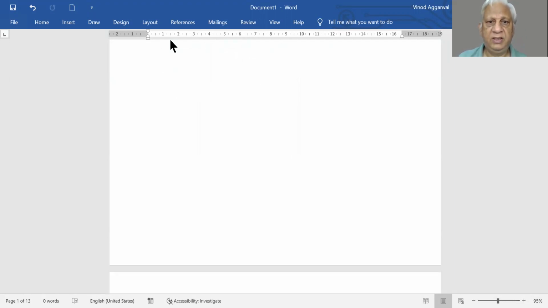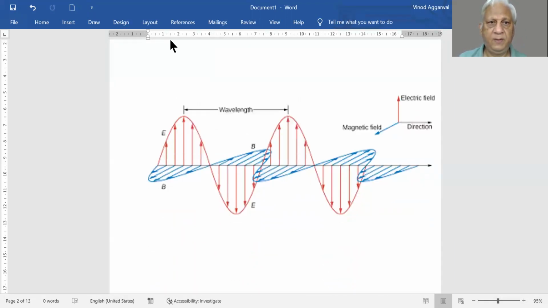Electromagnetic waves look something like this. There are two waves. If you can see, one is in one plane and another is perpendicular. They both are perpendicular to each other. For example, the red one is the electrical field, which constitutes the electrical waves, and perpendicular to that is the magnetic field.